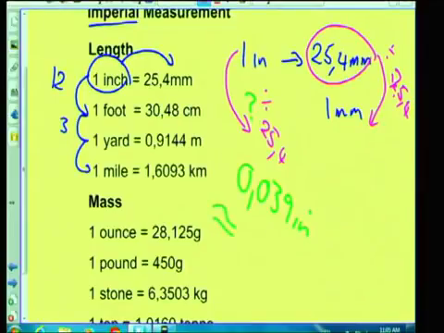If I was rounding that off to 2 decimal places, what would I do? Well, I'd look at the third place, say, is it bigger than 5? Yes, it's bigger than 5. So I could round it off to 2 decimal places and say it's 0,04 inches. That means it's 4,000ths of an inch. 4,000ths of an inch, very, very small.